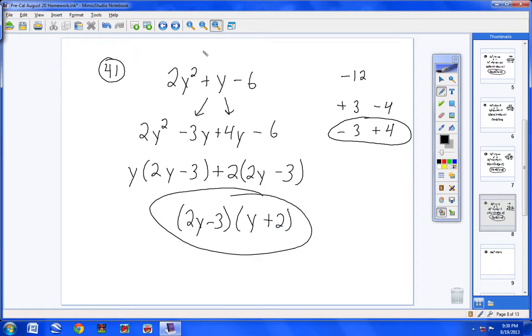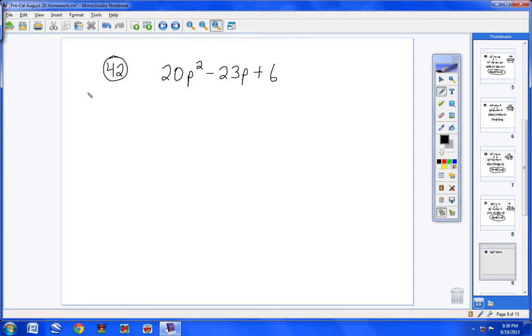Let's move on now to number 42. Number 42, finally, well actually there's nothing here. I thought there for a second that we could factor something common out, but we cannot. I have a 20, a 23, and a 6. There is no number that goes into those three numbers evenly, and I do not have a p in every term. So I cannot factor out any common factors.